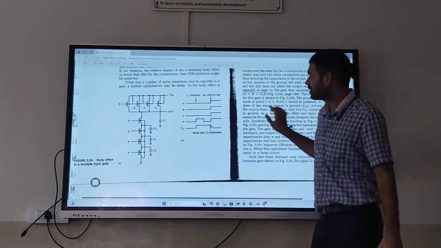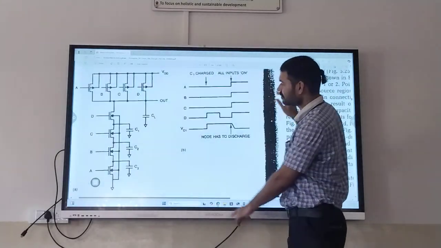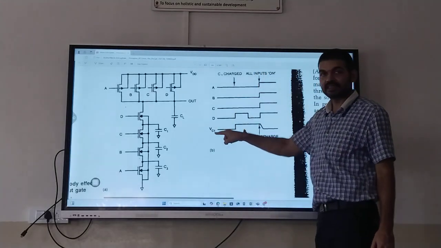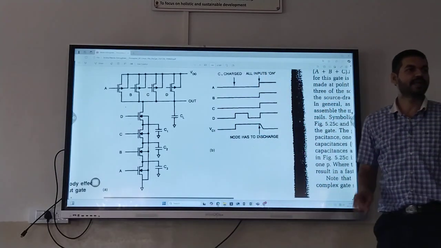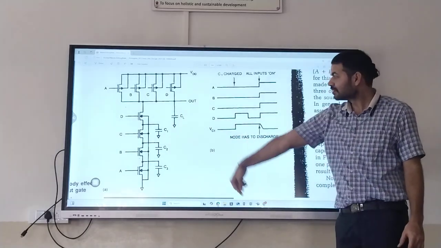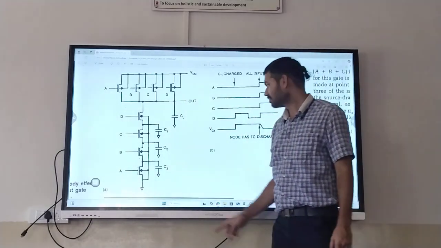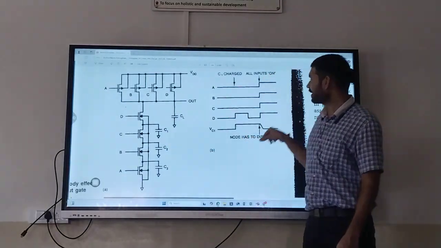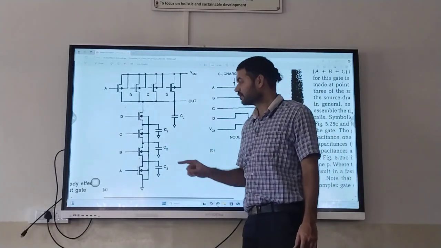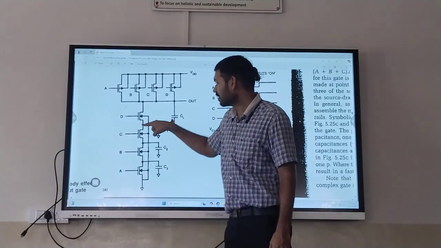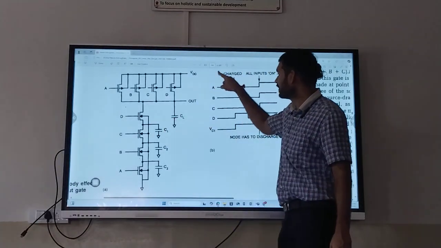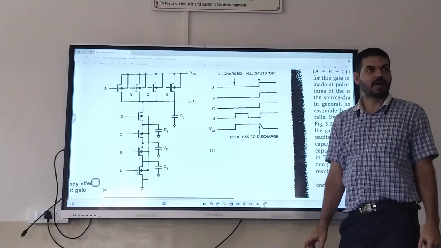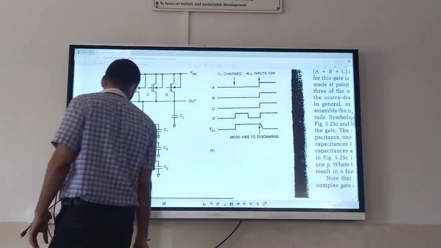Okay, see how they have explained it here. So they have taken the Vc1. What is Vc1? Voltage at C1. What is C1? Capacitance. Okay. So they are just plotting the graph of this voltage along with all the inputs. How interesting is that?